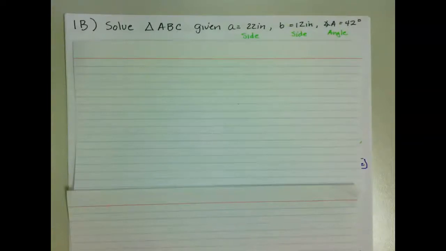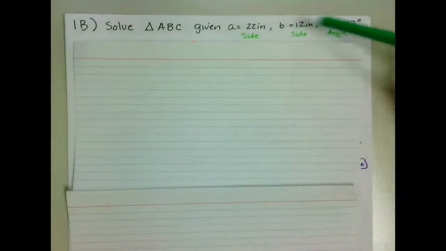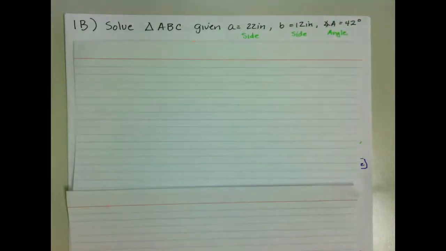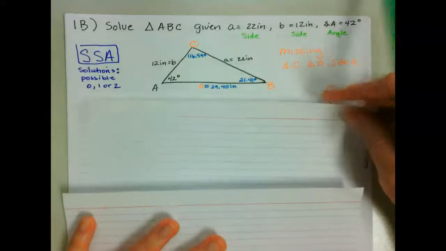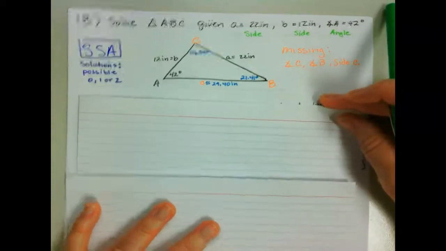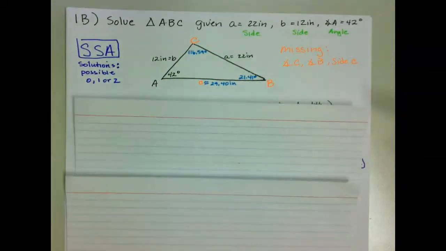Okay, so for problem 1B, we're going to solve triangle ABC. We're given big A is 22 inches, little b is 12 inches, and angle A is 42 degrees. So we're given a side and an angle. Remember, we're going to draw our triangle and label it. Since I don't see an obtuse angle, I'm going to go ahead and draw it as three acute angles. I'm going to classify it.